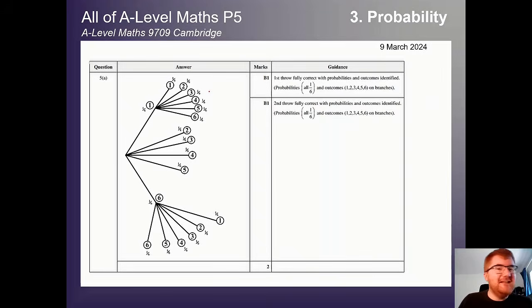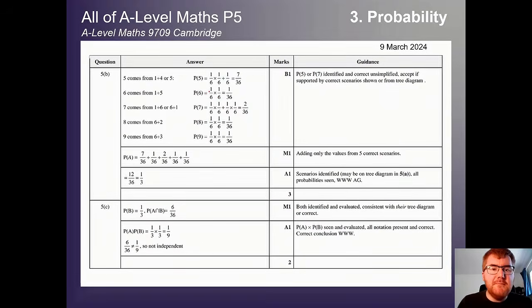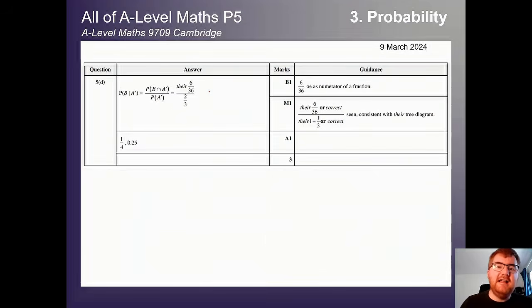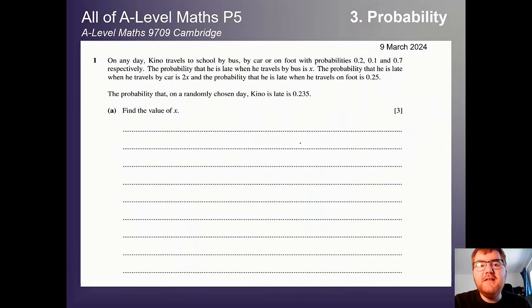Again, quite a hard thing to draw under the pressure of the exam. And we've got question B here, doing it in stages, and then 5C, and then finally 5D here, giving us 1/4 for those 3 marks. And on to our next question.